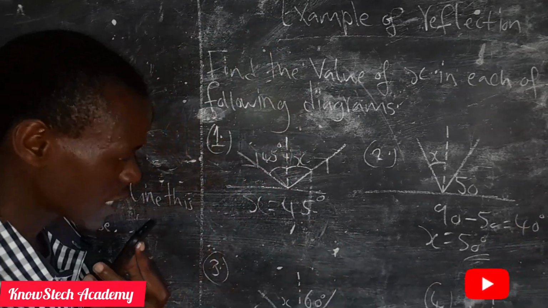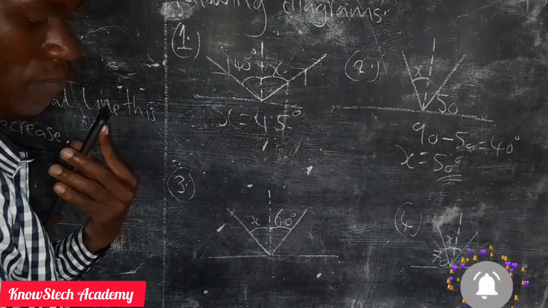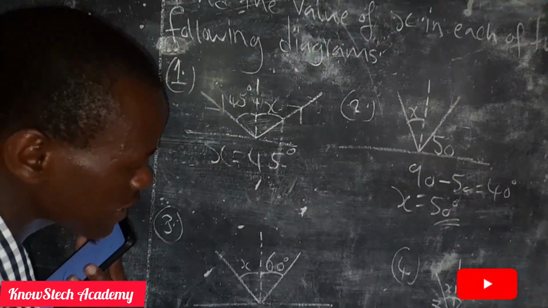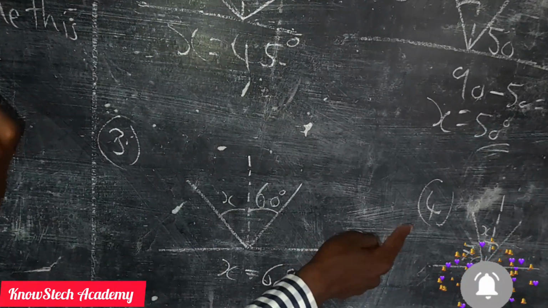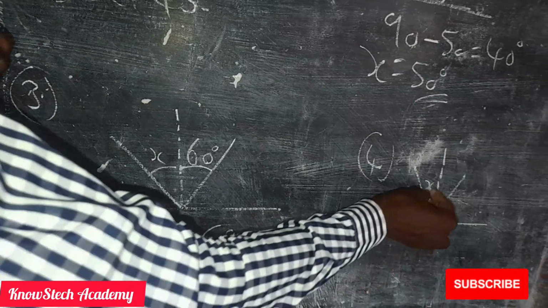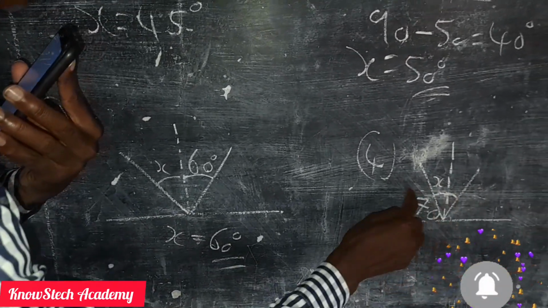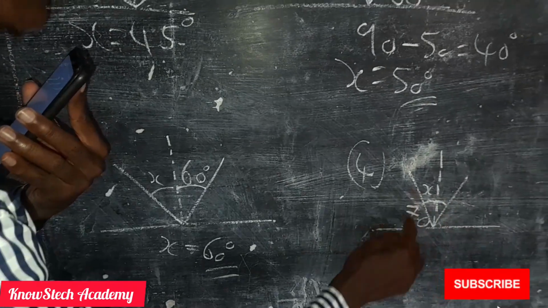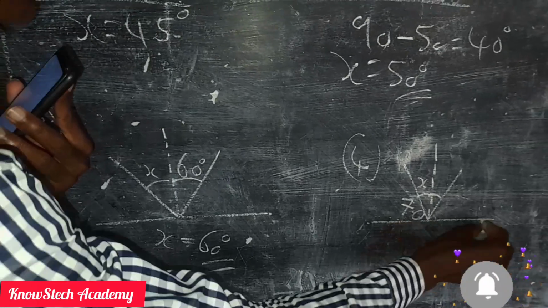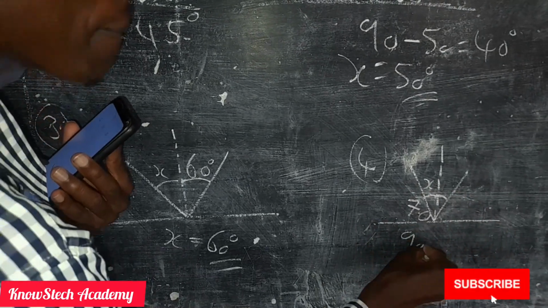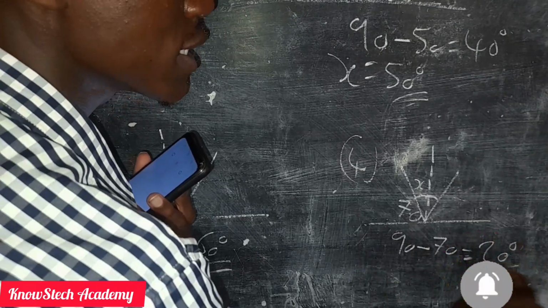The third one, let's find the value of x here. The angles I and R are the same. So x is also 60 degrees. Don't forget the units. Then the fourth one, we have the value of x here. From the normal line down all the way to the surface, it is 90 degrees. So we do 90 minus 70. Our answer is 20 degrees.